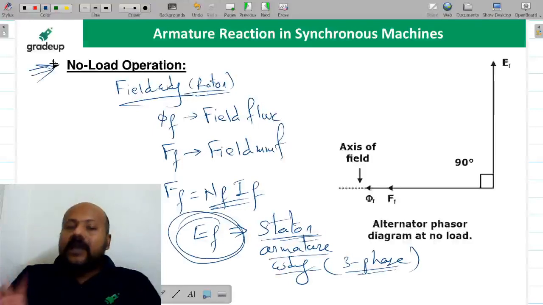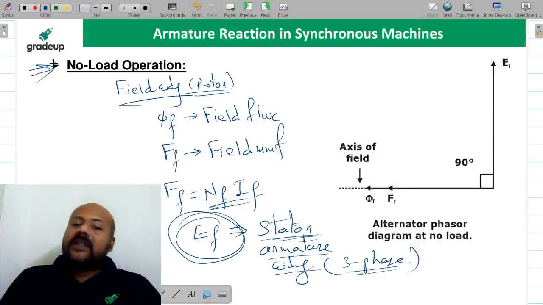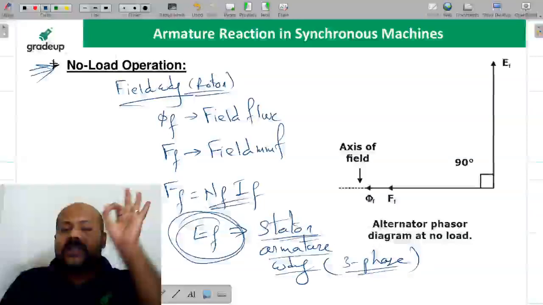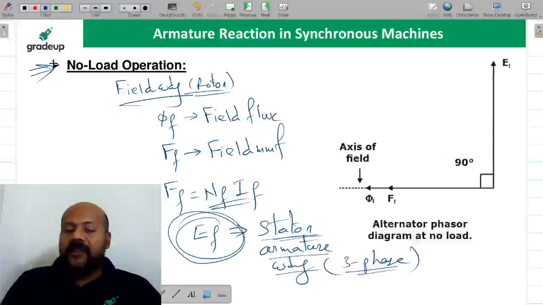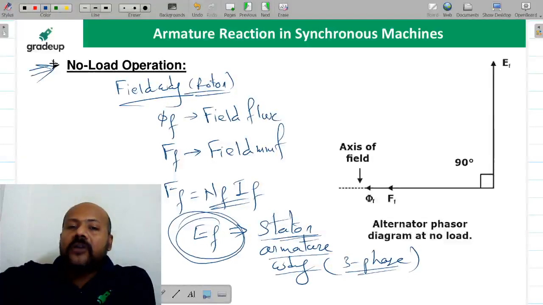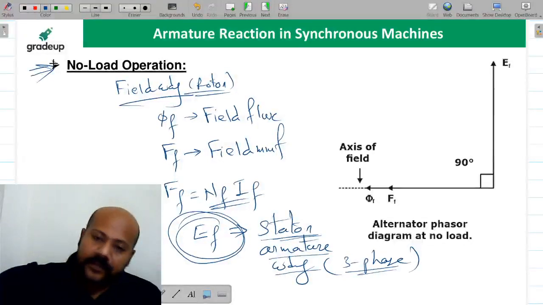It means if you are rotating the rotor with the help of the prime mover at the synchronous speed, there is going to be the excitation EMF induced in the stator armature winding, the three-phase windings. But because no load is connected, there is not going to be any current. This is the overall story for the no load operation.